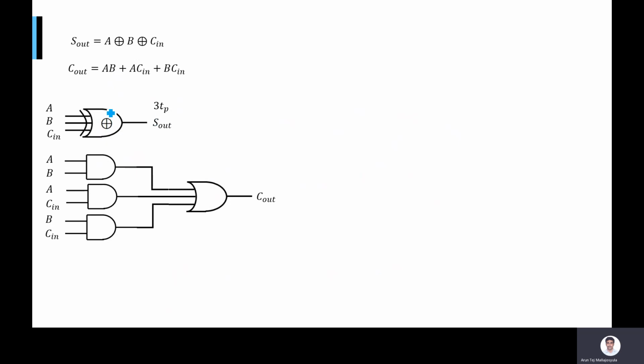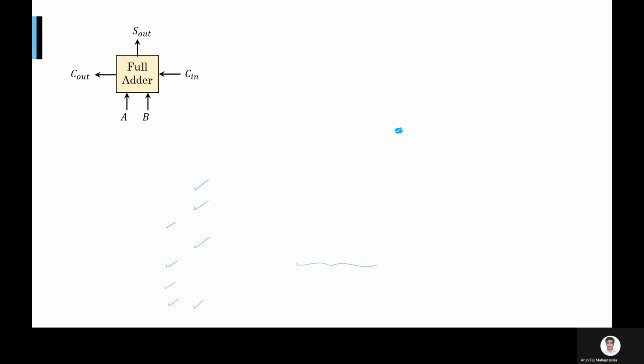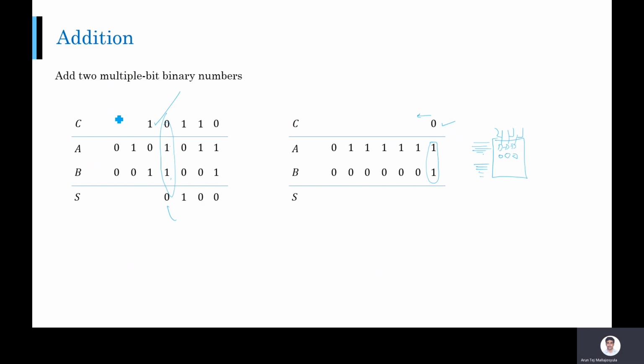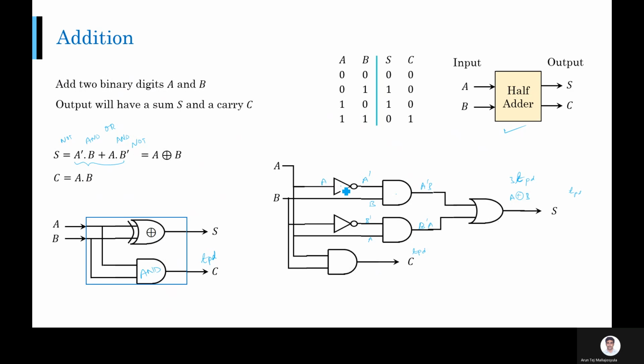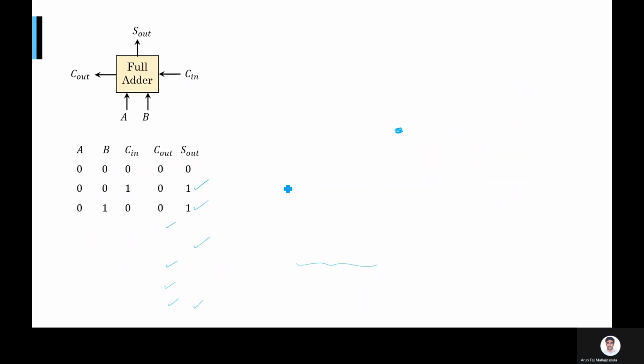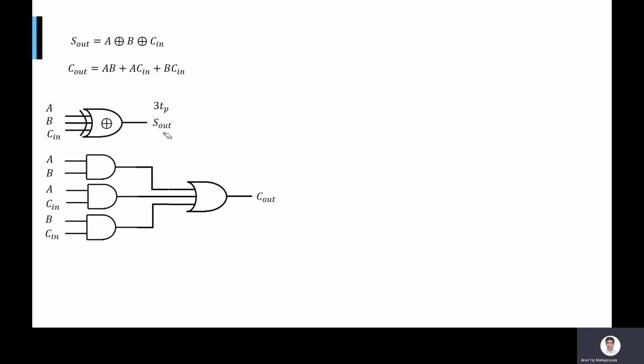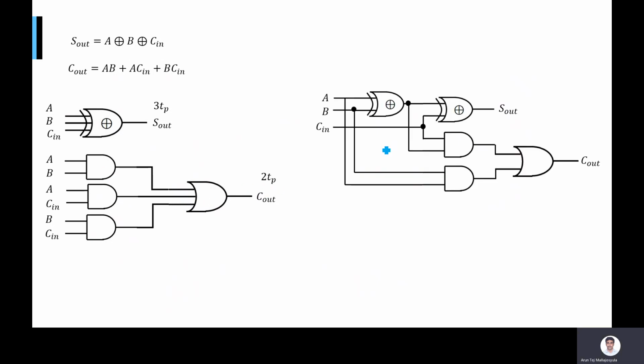So what is the delay? For an XOR gate, we know the delay is 3 TP. Go back to the previous circuit. You saw that the XOR gate has NOT and OR, so a delay of 3 TP. So anytime you see an XOR gate, you assume that the delay is 3 PD. We will not go back to the internal circuit every time. We will assume that XOR has a delay of 3 PD and keep using that whenever we find an XOR gate. So this has a delay of 3 TP. And what about the carry out delay? It is 2 TP, since there are 2 stages, AND and OR.